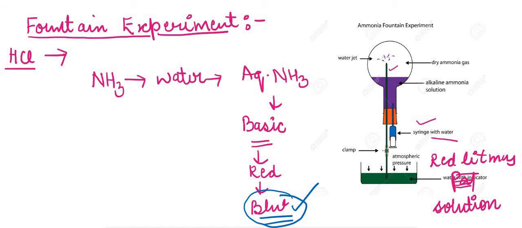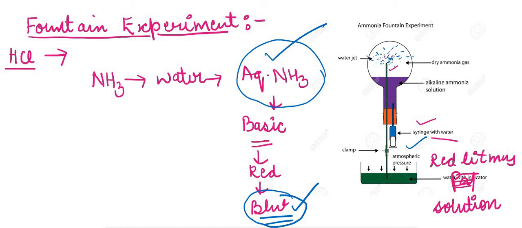The same process is there: when the outside pressure is higher, the red litmus solution rushes up through the jet tube. The atmospheric pressure is higher, so it goes up through the jet tube and produces a blue fountain. The formation of this blue fountain occurs because the red litmus solution is reacting with the aqueous ammonia present. Remember, it only reacts with the aqueous ammonia, and a blue fountain will form.